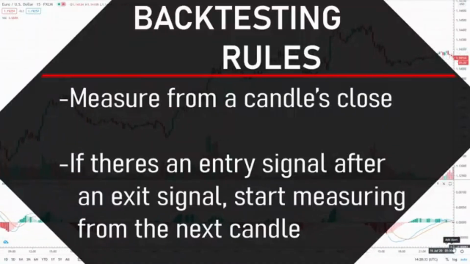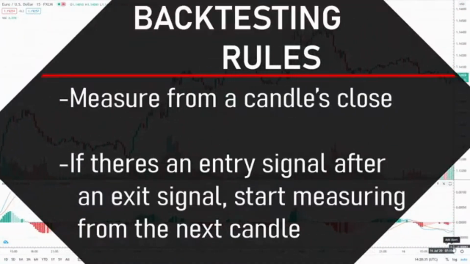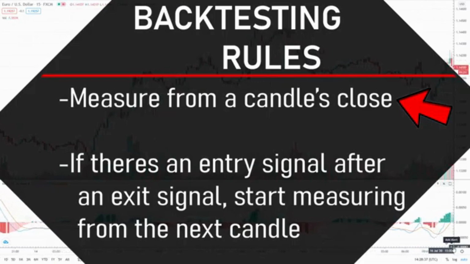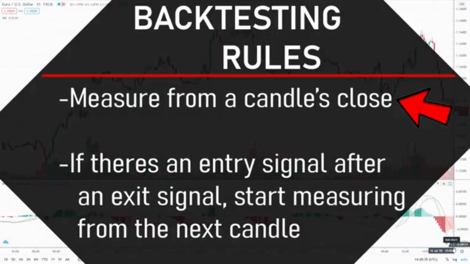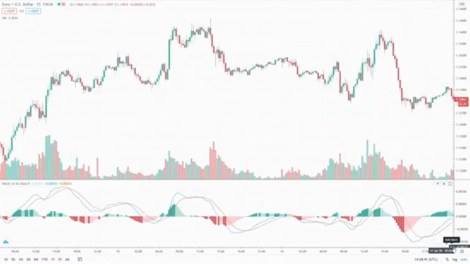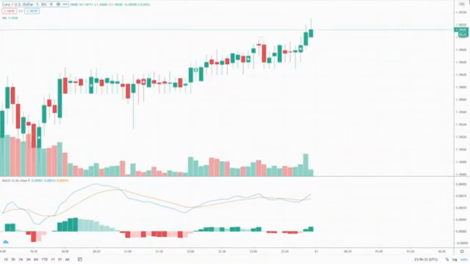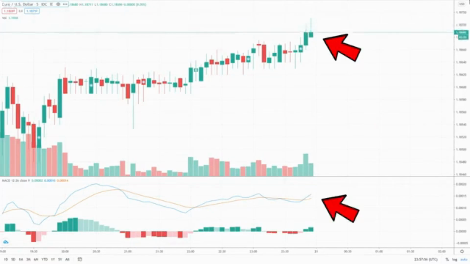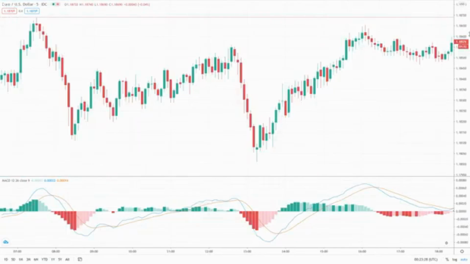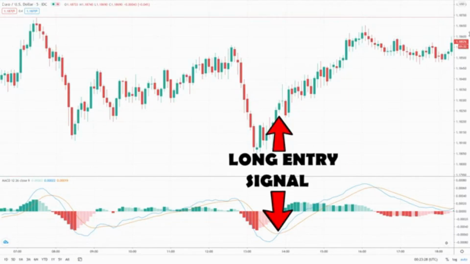There are a couple of rules that I use when backtesting an indicator. The first rule is measuring at a candle's close. What do I mean by this? Well, indicators collect data from the candle itself, so if the candle is still moving, the indicator would also be moving. That is why it is important to start measuring from a candle's close. For example, here we have a chart. Let's say I'm testing the normal method, so I'll start measuring here.